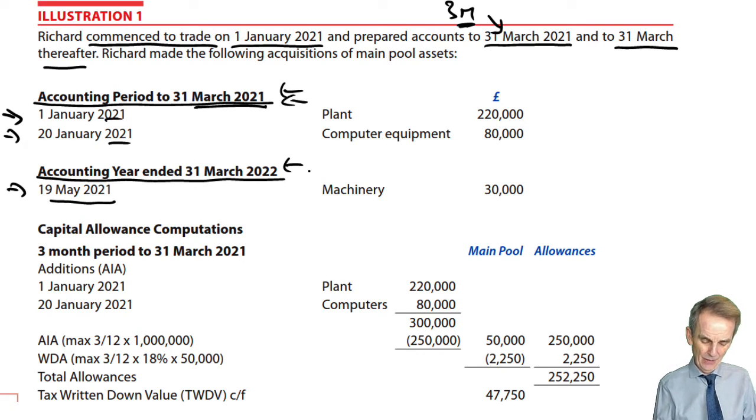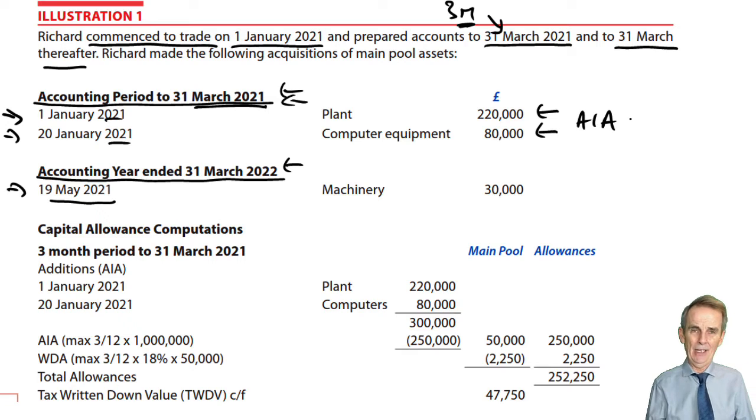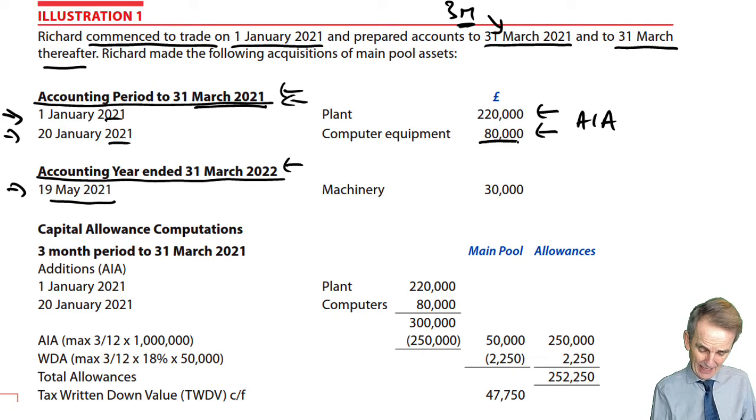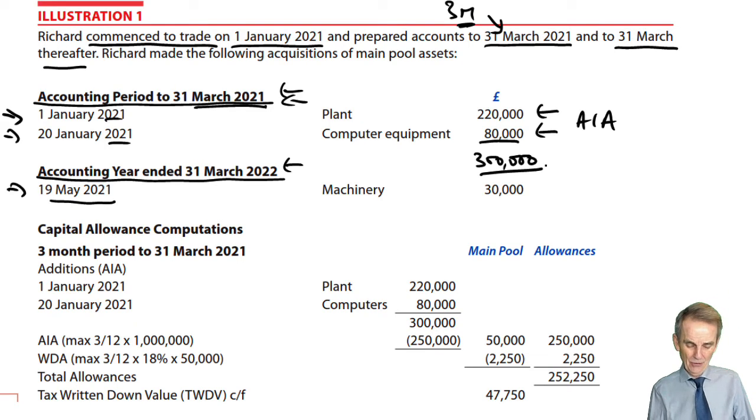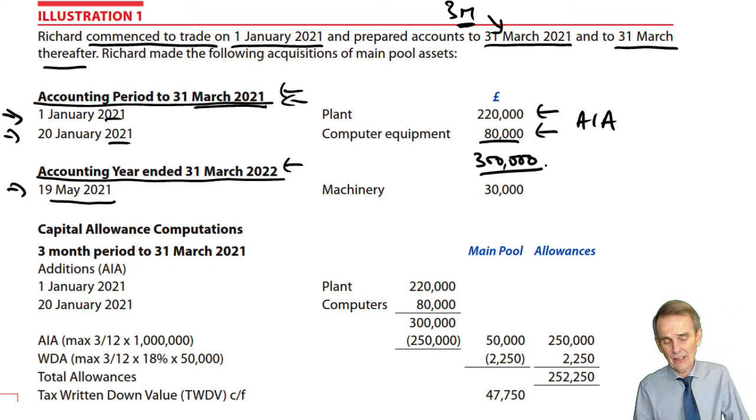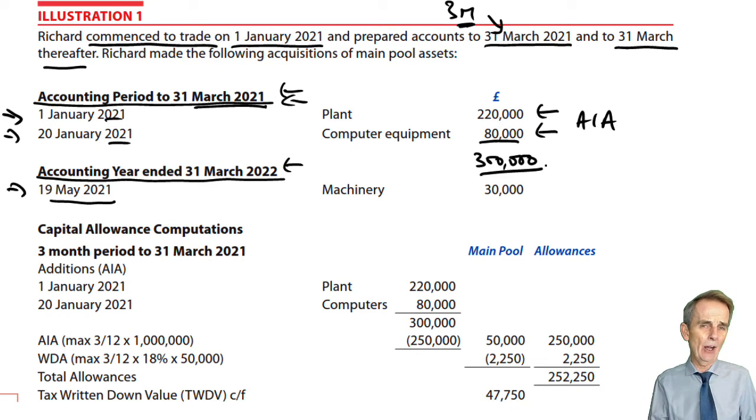And what have we got? We've got an item of plant for 220, computer equipment for 80,000. Now, both of those, therefore, will rank for AIA. They will both rank for AIA. That's normal qualifying plant and machinery. So what we have is a cost overall of £300,000. Now that, of course, is well within the AIA limit of 1 million.